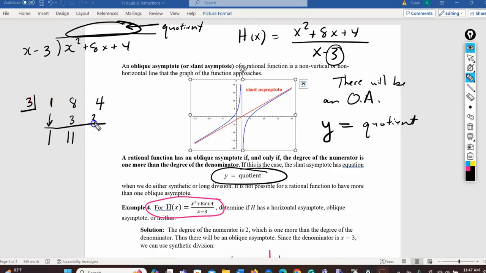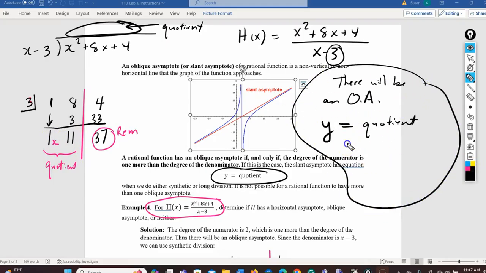11 times the number in the box, then we add. Now I'm done with my synthetic division. This is the remainder. And these are the coefficients for the quotient. So if I start at the bar, 11 is my constant, and then 1 is my coefficient for x. So the equation of my oblique asymptote is going to be y is equal to the quotient, which in this case is 1 times x, which I'm just going to write as x, plus 11.